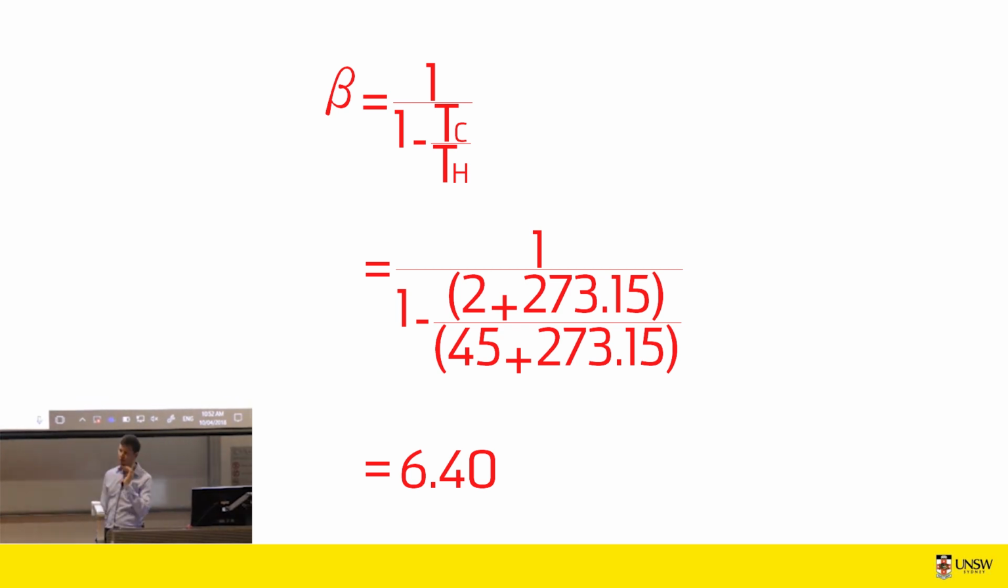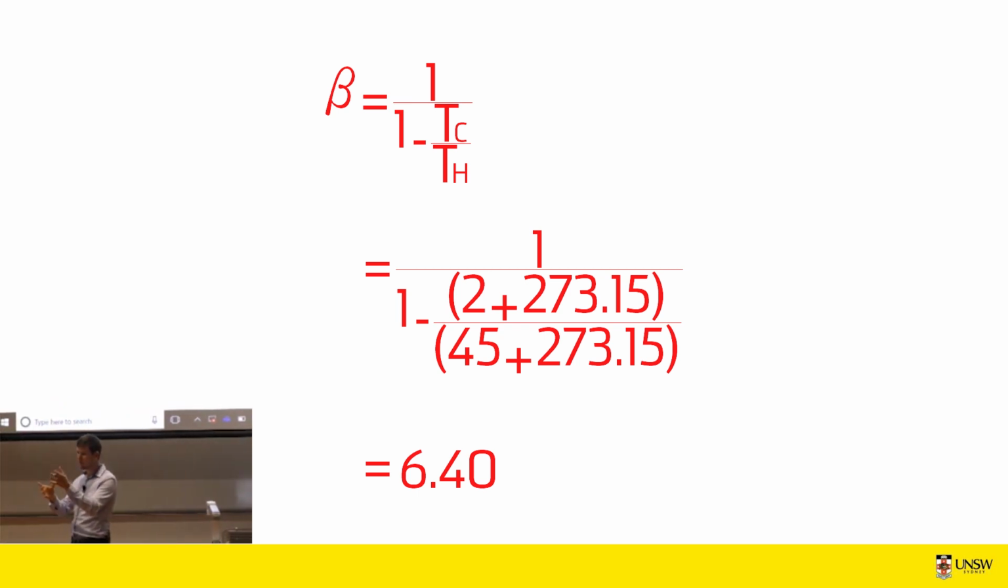So for every kilojoule of work we put into this refrigerator, in an ideal sense, in the Carnot sense, we would get 6.4 kilojoules of heat out of the cold space. And how much heat would we put into the hot space? 7.4. Yep, good, excellent.